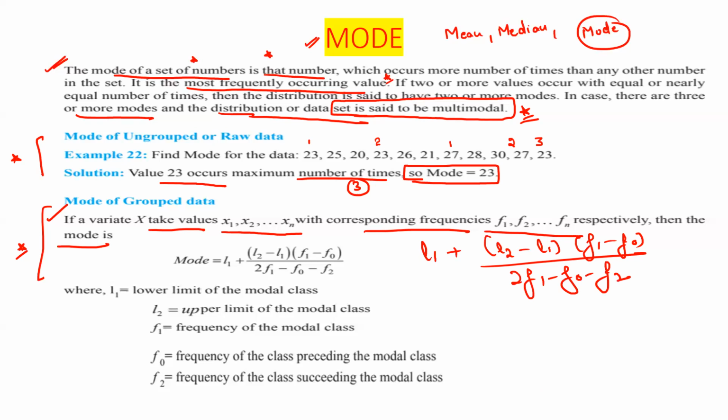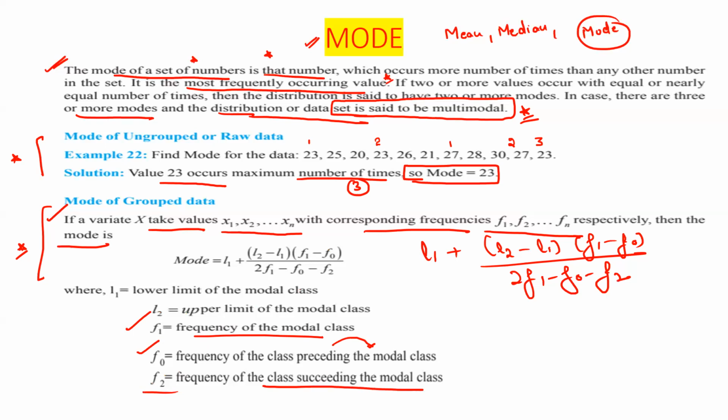Now let's further discuss the terms. L1 is the lower limit of the modal class. L2 is simply the upper limit of the modal class. F1 is the frequency of the modal class. F0 is the frequency of the class preceding the modal class, and F2 is the frequency of the class succeeding the modal class.